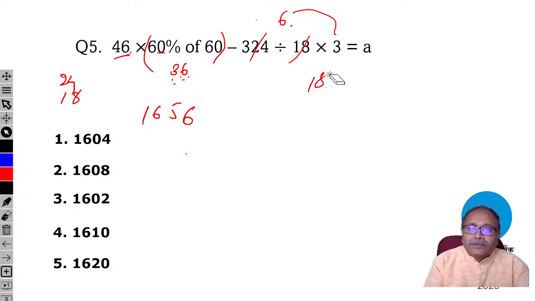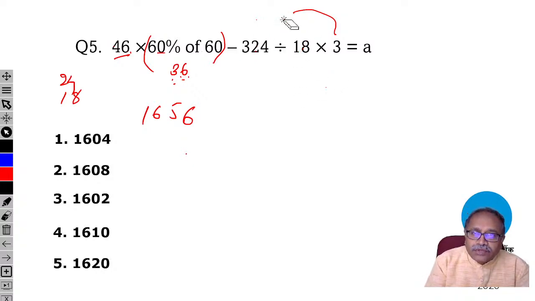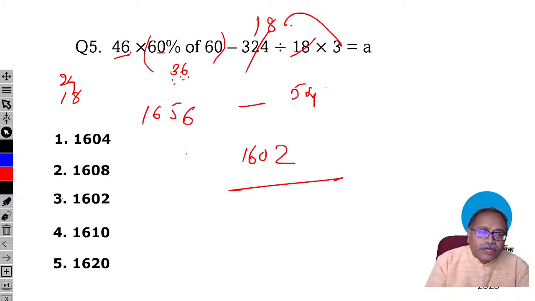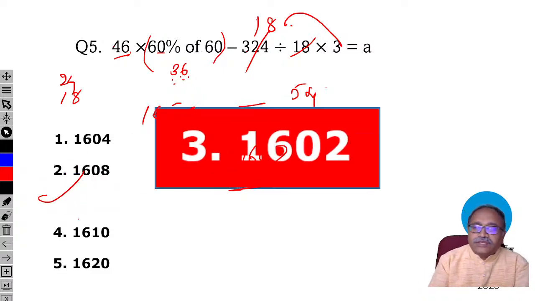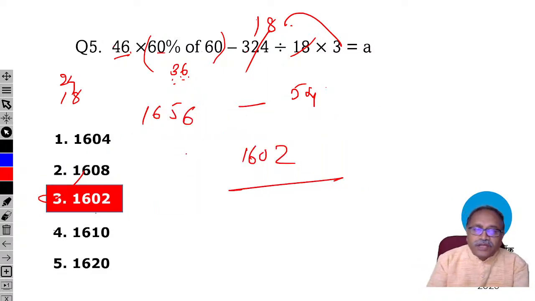Am I making any mistake? So here it is 18, and 18 multiplied by 3 is 54. So if we subtract 54, 1602 should be there. Option choice 3. That's right. So move on to the next question.